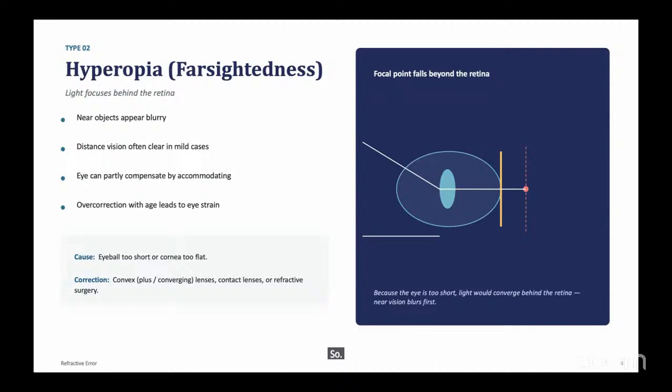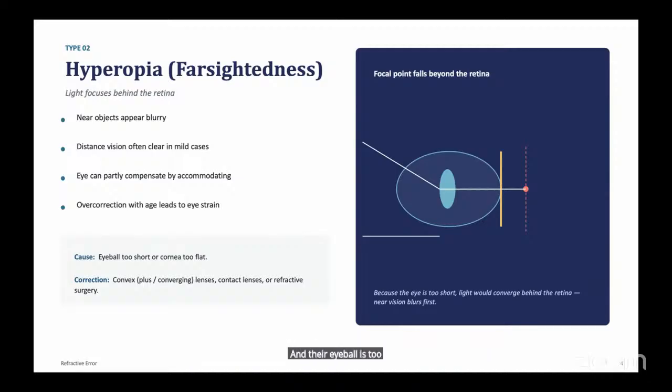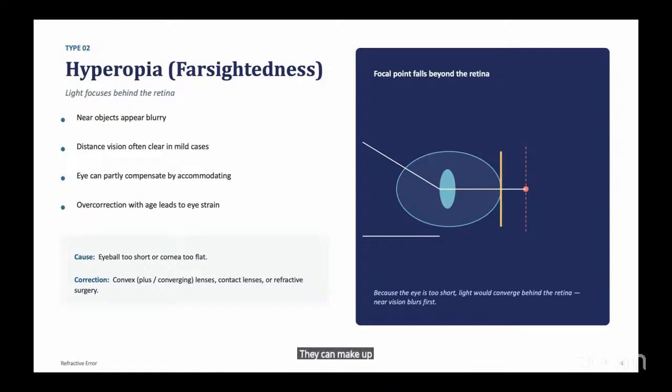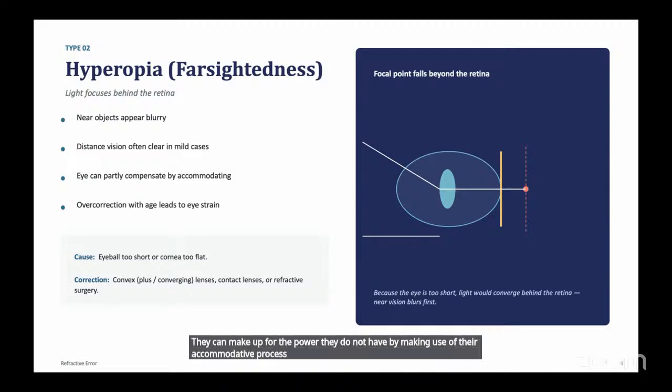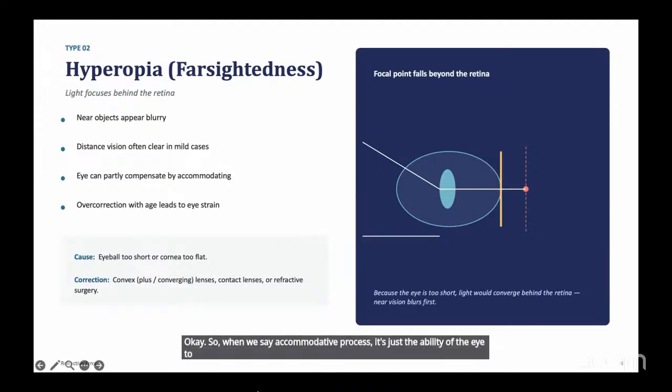So when it comes to hyperopia or farsightedness, it's rather the opposite effect. They do not have enough power and their eyeball is too short. So when light comes from an object, instead of falling on the retina, it falls behind the retina. But the one thing about hyperopia is that they can make up for the power they do not have by making use of their accommodative process. The accommodative process is just the ability of the eye to change its shape or increase its power to look at things when it's close.